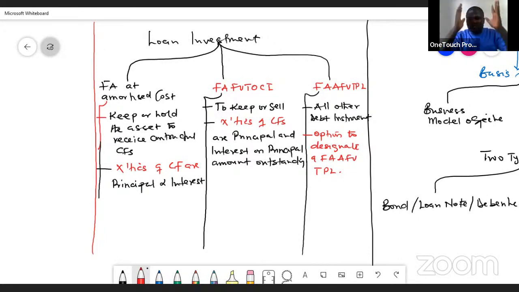We are saying that incomes and the related expenses for a particular period, you must make sure you recognize them in the same period. The income for the item cannot be taken to P&L, while the expense for the same item is taken to OCI. No. So if the purpose is to reduce an accounting mismatch, you can have an option to designate it at fair value through P&L. So this is just a summary. That is for loan investments.